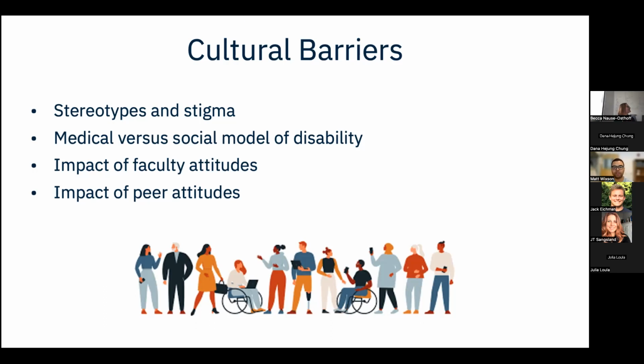So now I want to talk about some of the cultural barriers. And first, I want to start by talking about stereotypes and stigma. We all have stereotypes, right? We all have bias. I think that just needs to be kind of a ground rule. I know that I do. I get paid to think about it and talk about it and try to decrease it. And I still have stereotypes.